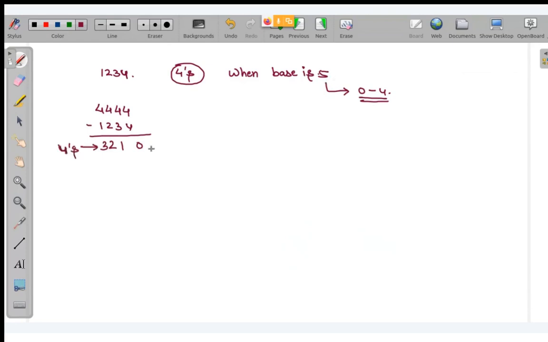Now if you want to find 5's complement of the same number, you need to add plus 1 to it. So this will be 3 2 1 1. So the base is always going to be specified, and whether you need to find r minus 1's complement or r's complement will be specified to you in the question.